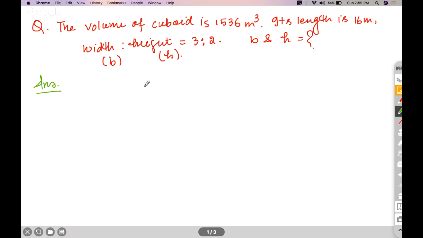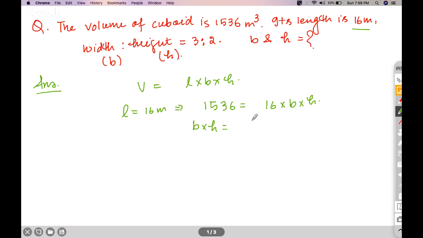Now look here. Volume of cuboid is length into width into height. Length has been given as 16 meters, so L is equal to 16 meter. Replacing V with 1536, that is equal to 16 into B into H. So B into H I can write as 1536 divided by 16. How much will it come? This will go 9 times, so 144, and 96 is left out, so it is 6 times. So B into H is 96.